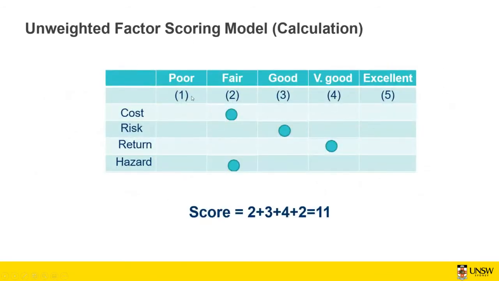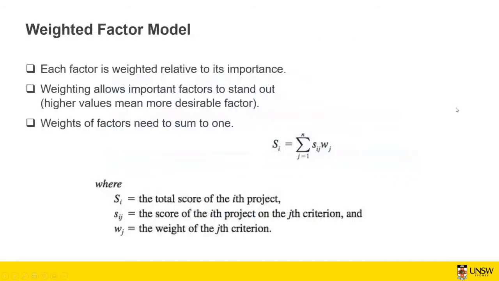So this is another example. You can see poor, fair, good, very good, and excellent, and each has a score associated with it. For example, cost is fair, so you got a 2 score for that project. The risk is relatively low, so you got a good score, 3. Return is very good, so you got a very good and 4 score. Hazard is pretty high, so you got a fair score, 2. So this is your total score, as you can see here.